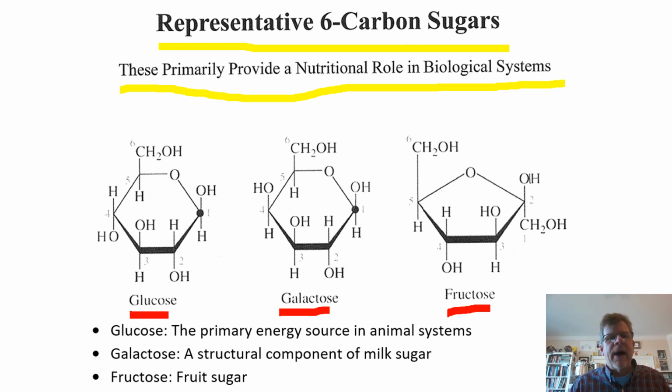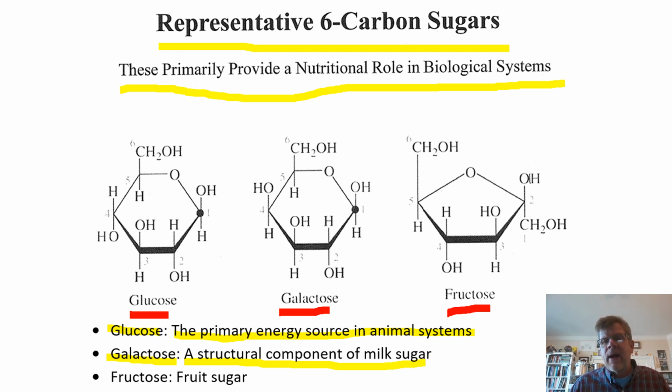Glucose, now, so we have some biological functions here, our nutritional roles. If we look at glucose in particular, glucose, as I said before, is the primary energy source in animal systems. It's the go-to energy molecule for extracting energy for our own uses. The center monosaccharide, galactose, provides a nutritional role in that it is a structural component of milk sugar, the sugar that occurs in milk. It is not specifically milk sugar, but it's one of the structural components of that.